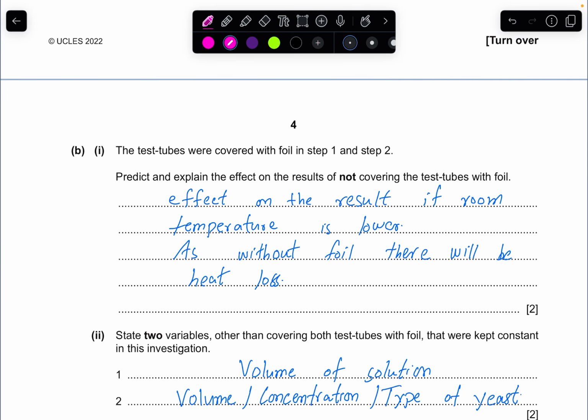Part B, the test tubes were covered in foil in step 1 and step 2. So you predict and explain the effect on the results if the test tube is not covered with foil. The foil was used around the test tube. This is a test tube and there is foil that we cover this test tube with. So if it is not used, it can lose the heat.